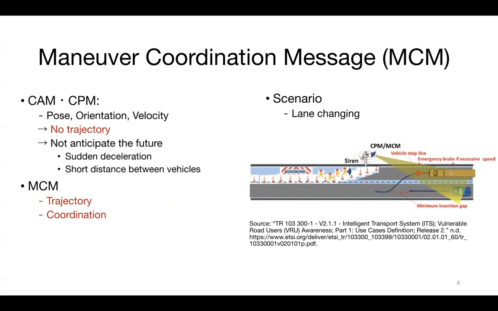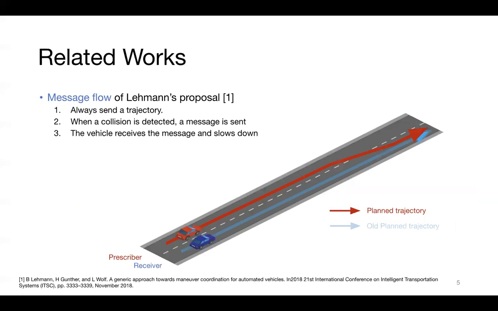Then, the Maneuver Coordination Message has been considered to solve this issue. MCM is still in the middle of being discussed and its format is not decided yet. Some researchers propose an MCM format including vehicle trajectory, in order to cooperatively plan the future trajectory of each vehicle. Then I introduce the related work.